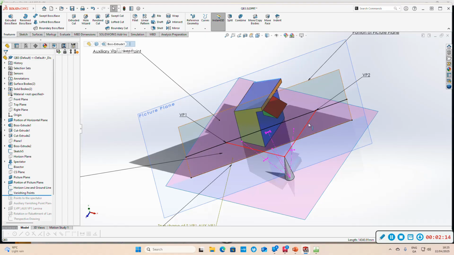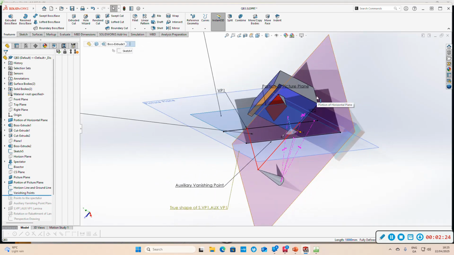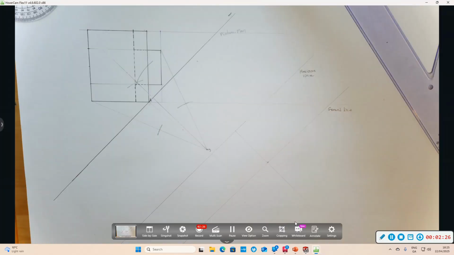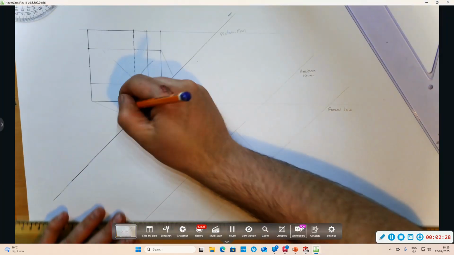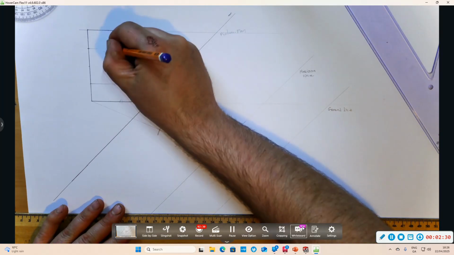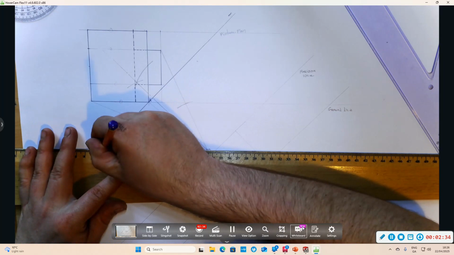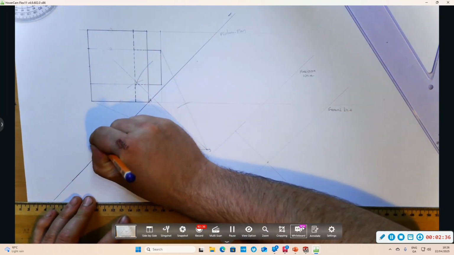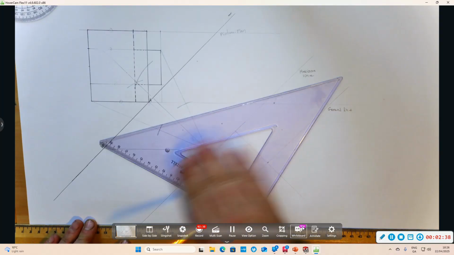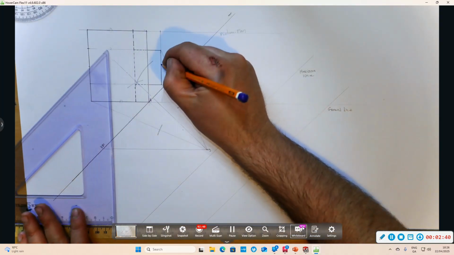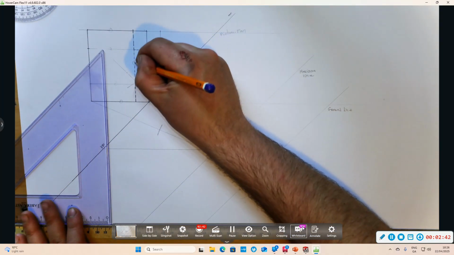Look, this red line is parallel with this set of sides or parallel lines. This red line is parallel with this set of parallel lines. So from the spectator, these are parallel lines. I'm going parallel from S to them to touch the picture plane. There's VP1. I'm going parallel to these lines from S as well.